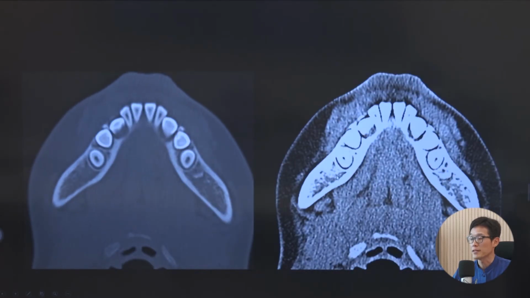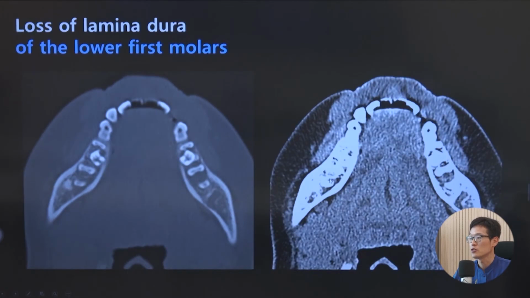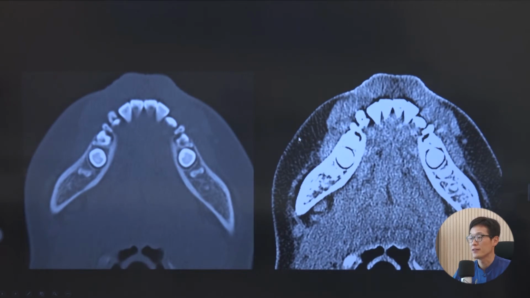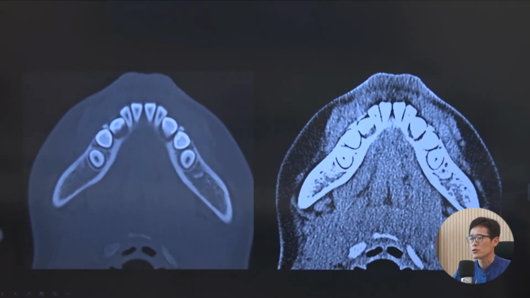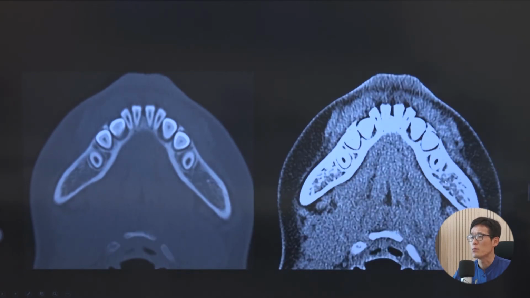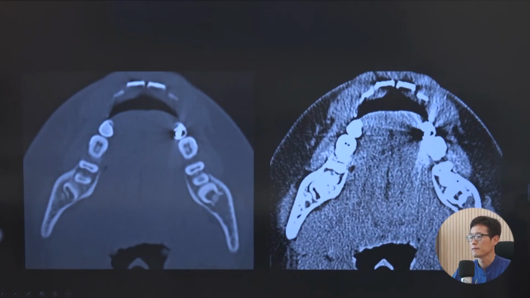The bone marrow space should represent fat attenuation similar to that of the subcutaneous fat layer, but in this case, the attenuation of the bone marrow space is markedly increased. This is not normal. This is an abnormal pathologic finding.